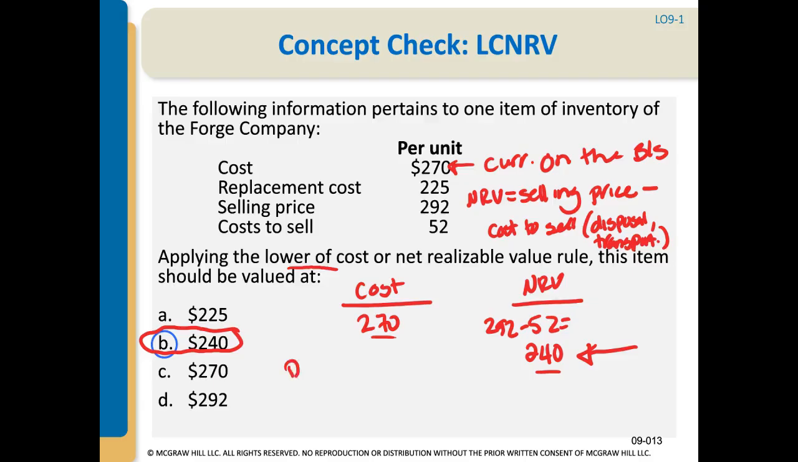And the way we would do that is we would debit cost of goods sold 30 and credit inventory 30. The problem doesn't ask for it, but that's how to get from 270 down to 240. We would have to reduce our inventory by $30.